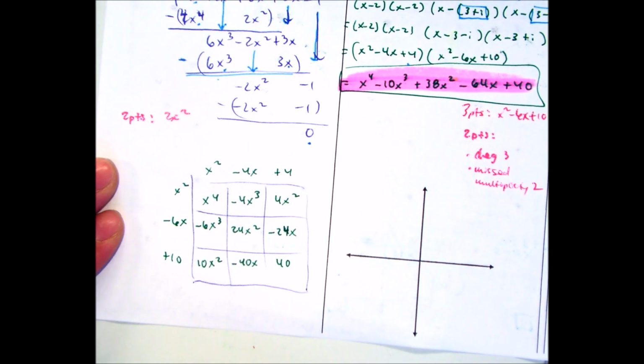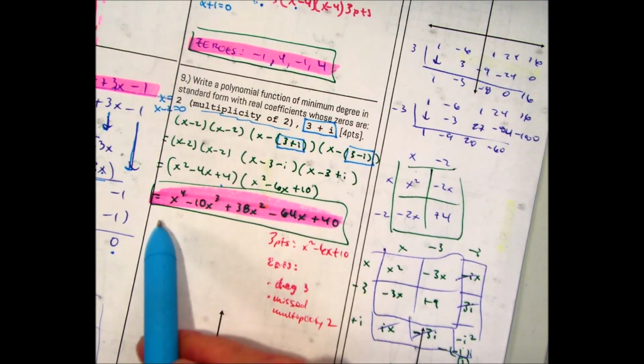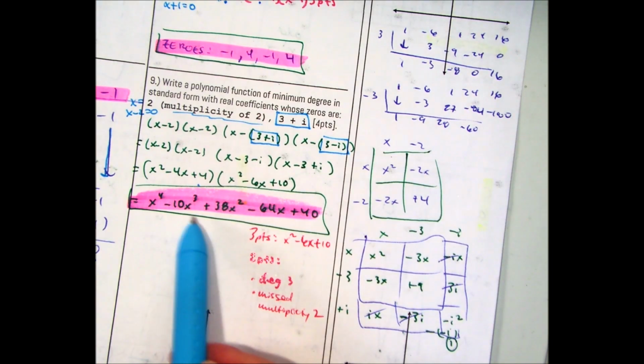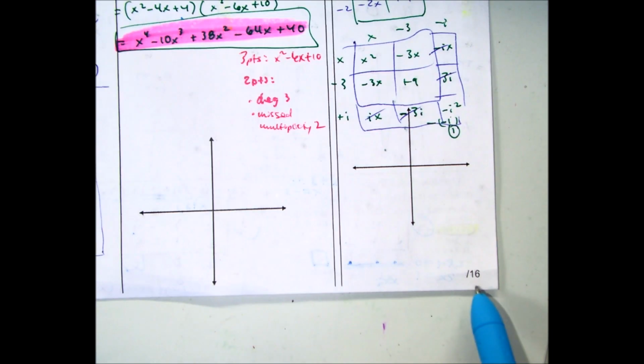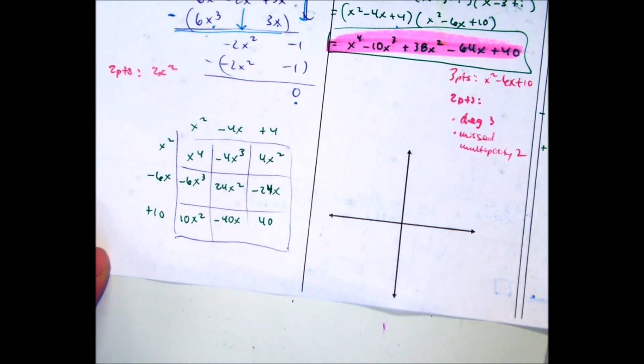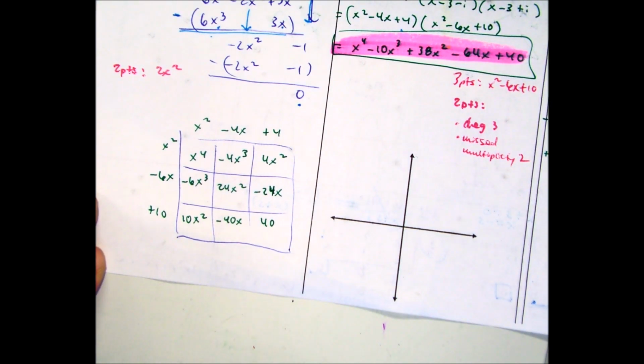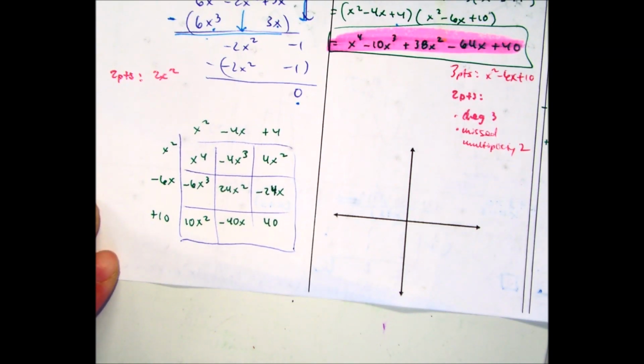Essentially, I'm going to take those two and multiply them. Multiply and combine like terms, and then you'll get an answer of x to the fourth minus 10x to the third plus 38x squared minus 64x plus 4. And that side was out of 16. And then whatever score you got, or the person I graded, that was the score that everyone else got on their group.